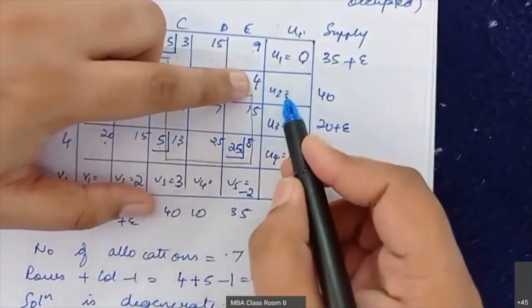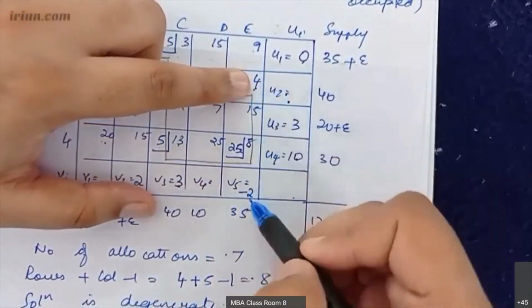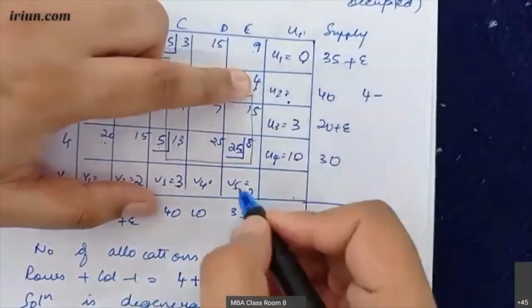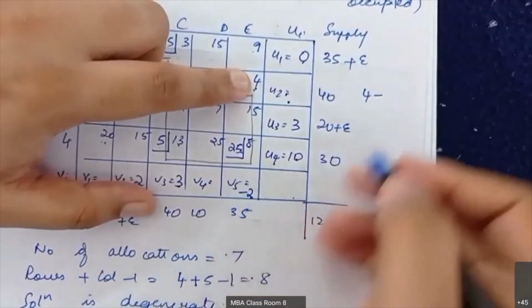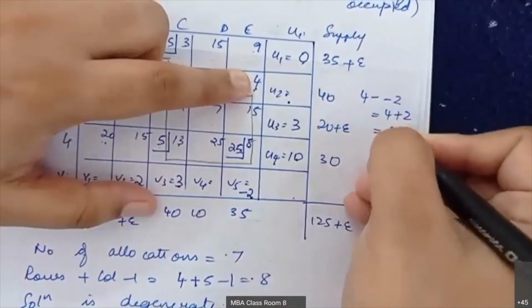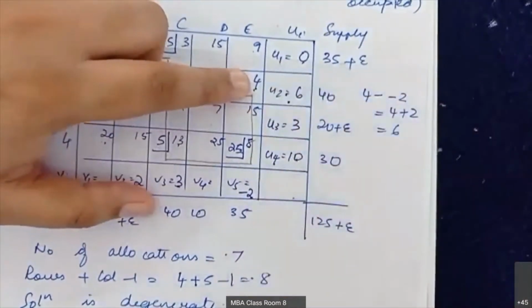So I can find U2. That is 4 minus of minus 2. How is it? 4 minus the V5 value, which is minus 2, which is equal to 4 plus 2, which is 6. So I assign the value 6 there.